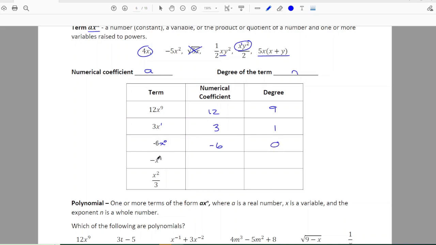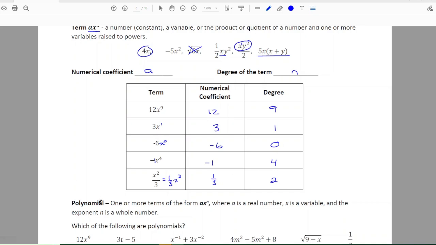For this one, the numerical coefficient, there's that hidden 1, so it would be -1 with a degree of 4. And for this one, it would be a lot easier to see it written as 1/3 x squared. You can then see that the numerical coefficient is 1/3 and that the degree is 2.